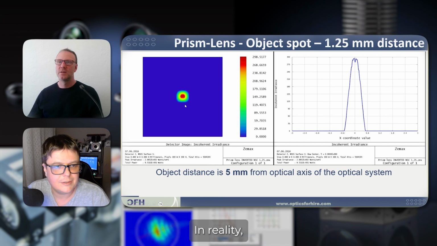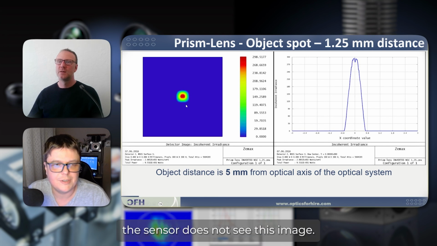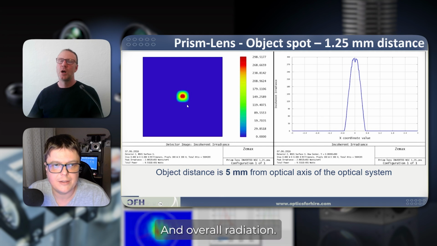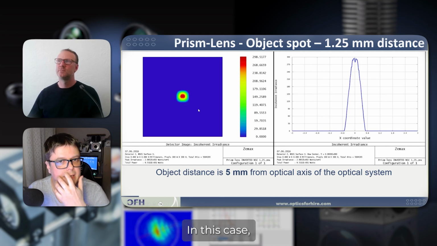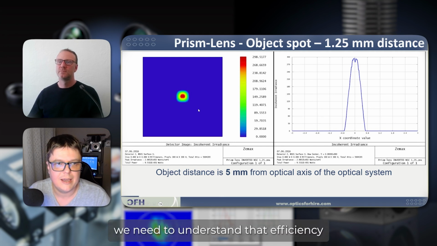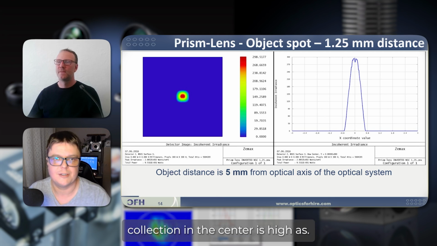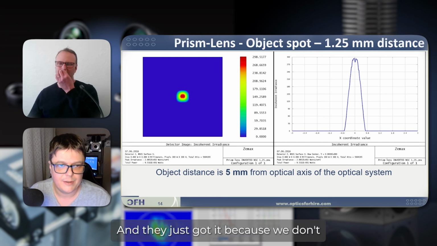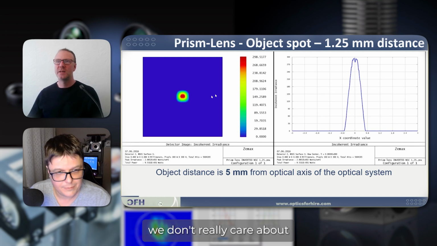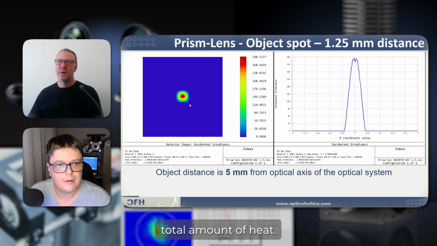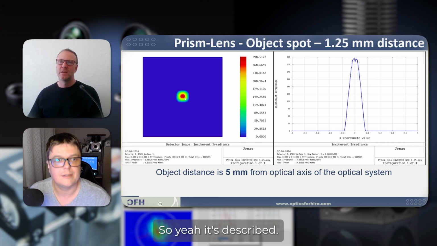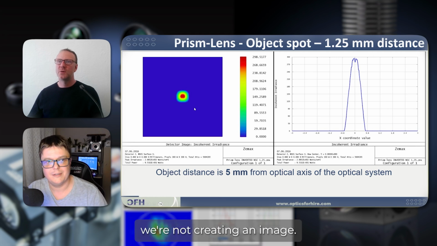In reality, the sensor does not see this image. It simply collects the radiation and overall radiation. Yeah, in this case, we need to understand that the efficiency of the light collection, of the radiation collection, in the center is higher than at the edges. Got it. Because we don't really care about the image, we just care about the total amount of heat. So yeah, we're not creating an image.